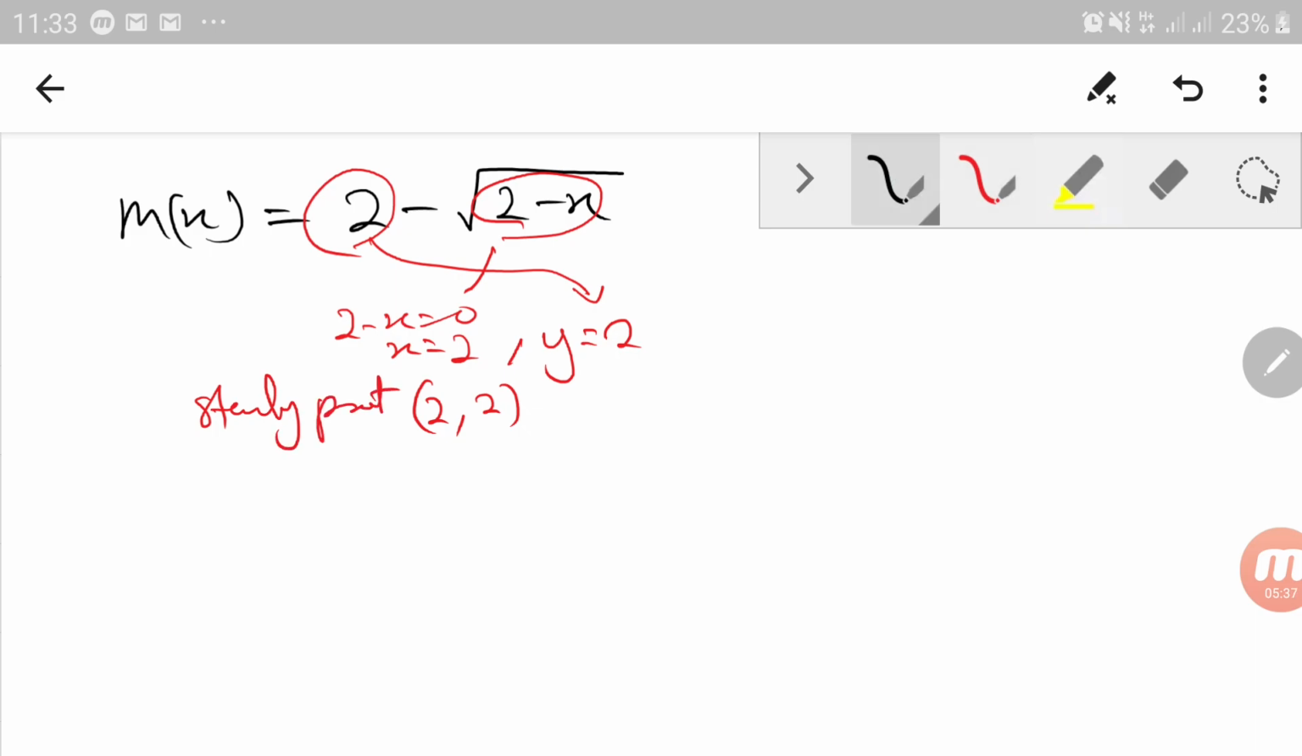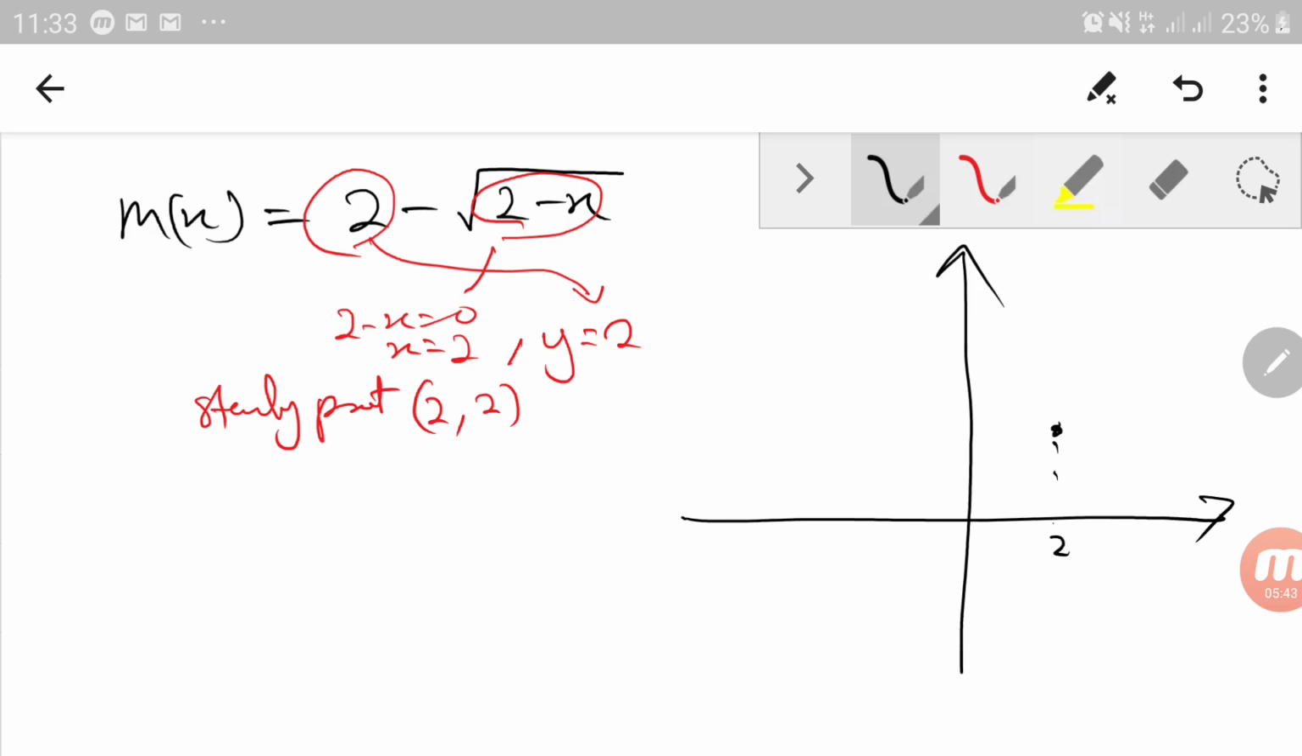Now we know (2, 2) is somewhere here. Just claim it as (2, 2). This is y, this is x, but we don't know whether it moves like this. We want to make sure whether it's going up to the right, or up to the left, or down to the right, or down to the left.